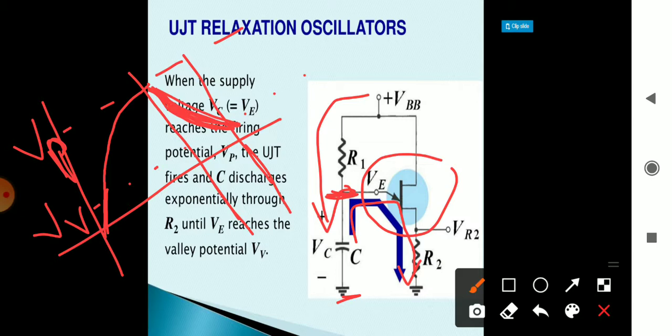In the beginning, when I supply the VB voltage, the capacitor starts to charge. So this is the charging waveform of the capacitor. When it reaches the value of VP, what happens? The condition to turn on the UJT is satisfied now. It reached that voltage. So now what will it do?